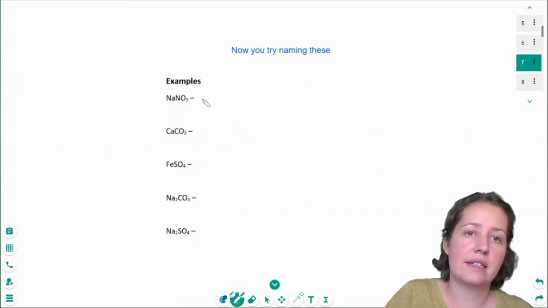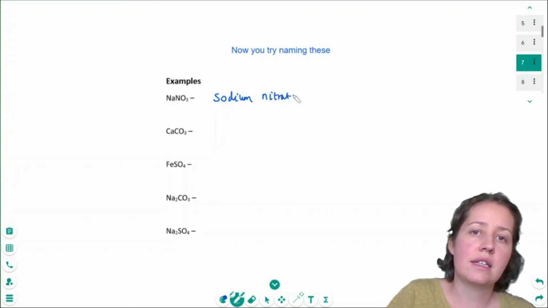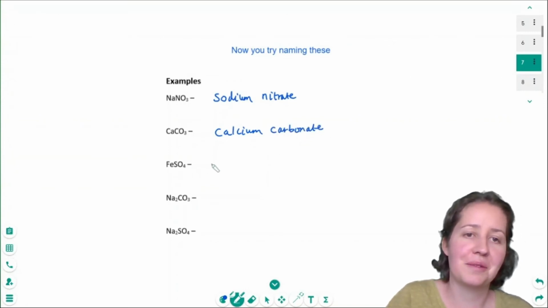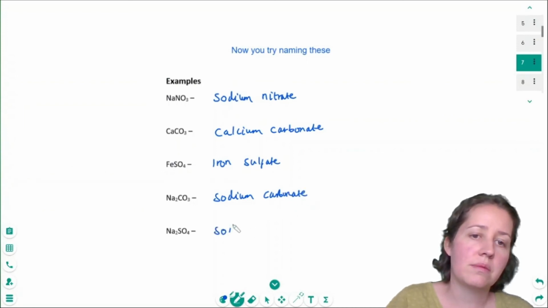Right, let's take a look at the answers. This is sodium nitrate, calcium carbonate, which I think you may have actually had as one of the earlier examples, iron sulfate, sodium carbonate, and sodium sulfate.